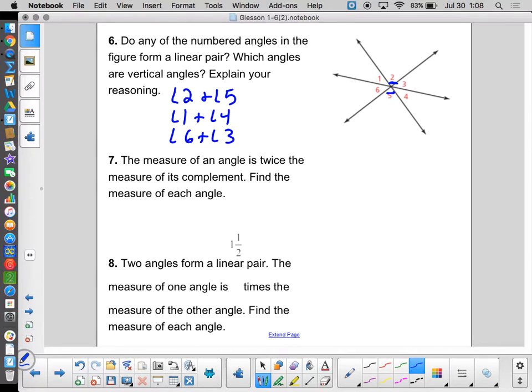Let's take a look at this next one. The measure of an angle is twice the measure of its complement. Oh, this is going back a little bit. Find the measure of each angle. So the key word here that tells us the relationship is complement. Complement means they add up to 90.